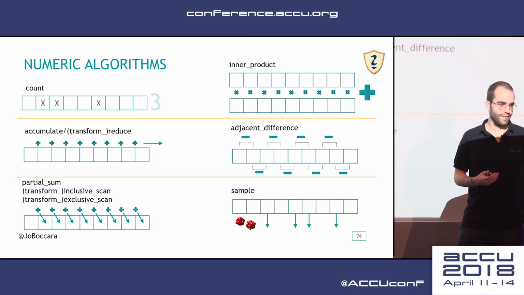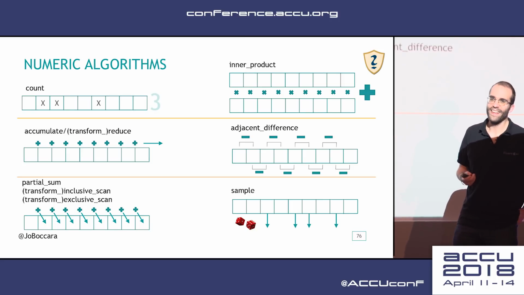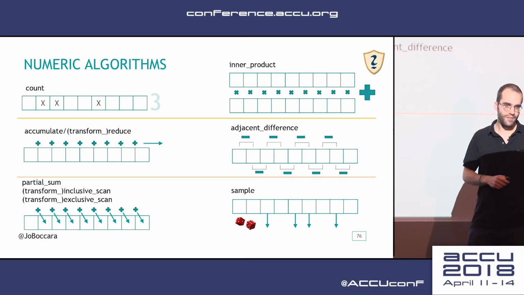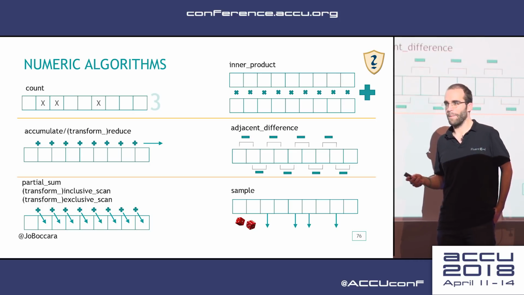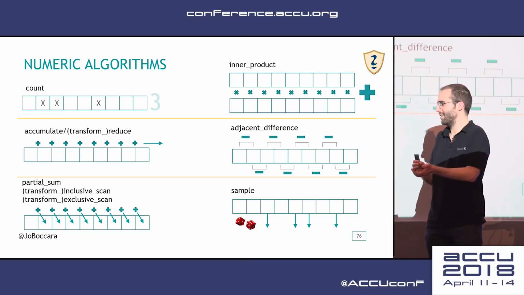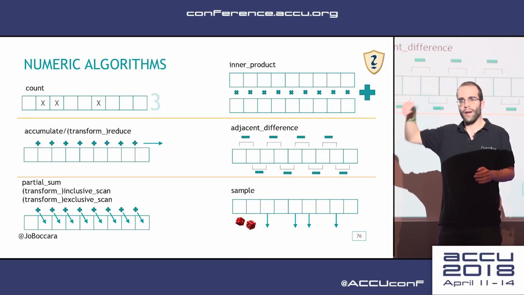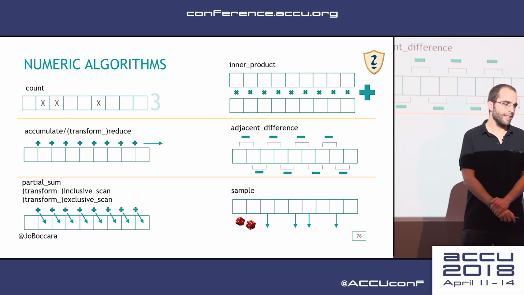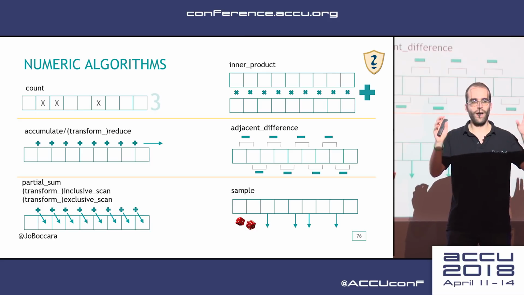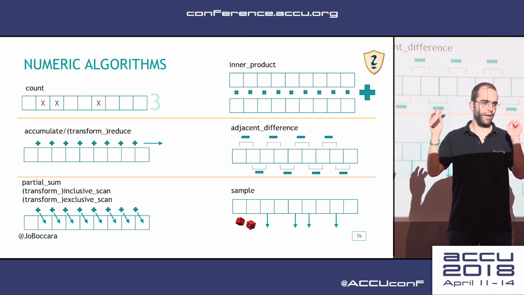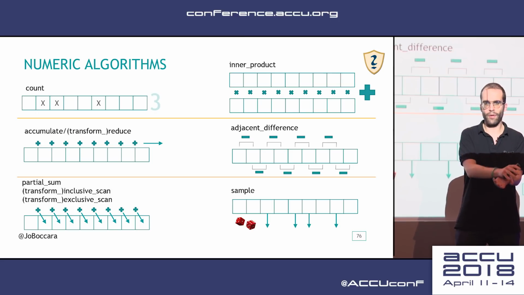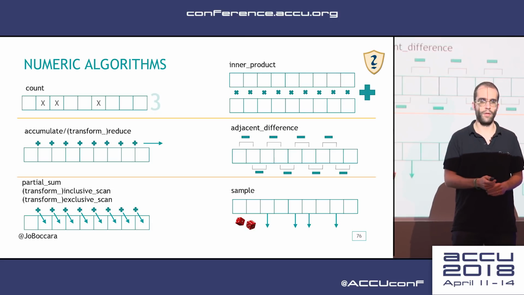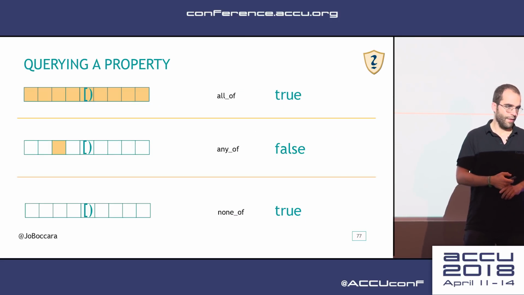Inner product makes the inner product, which means that it multiplies the elements of two collections two by two and sums the results. And adjacent difference makes the difference of every neighbor in the collection. So the second one becomes 2 minus 1, the third one becomes 3 minus 2, and so on and so forth. And finally, sample picks out a few elements from a collection randomly. So you give it how many elements you want from the collection, you give it a random generator, and it will pick out some elements for you. That was for querying a value.